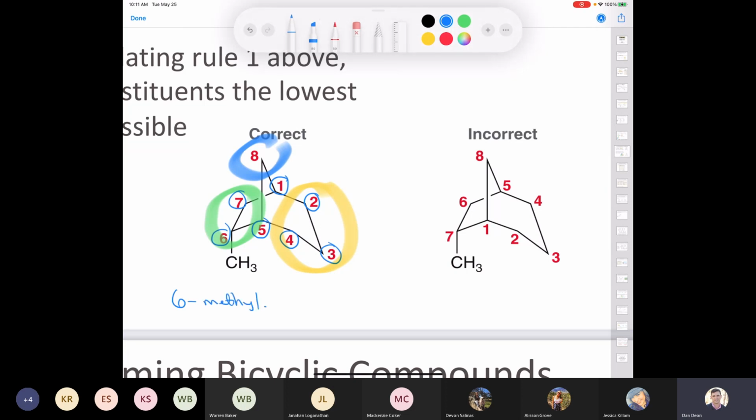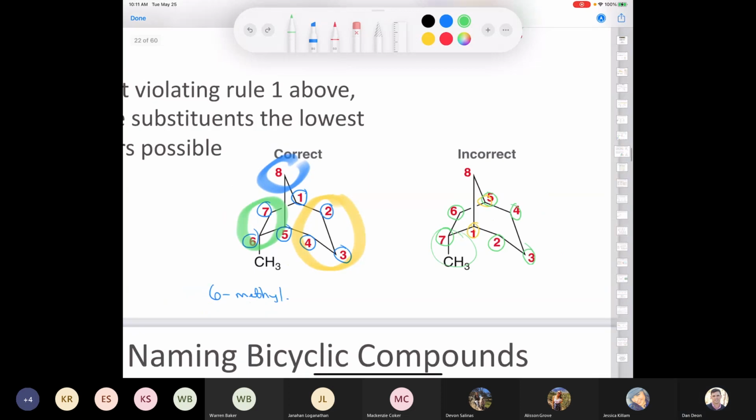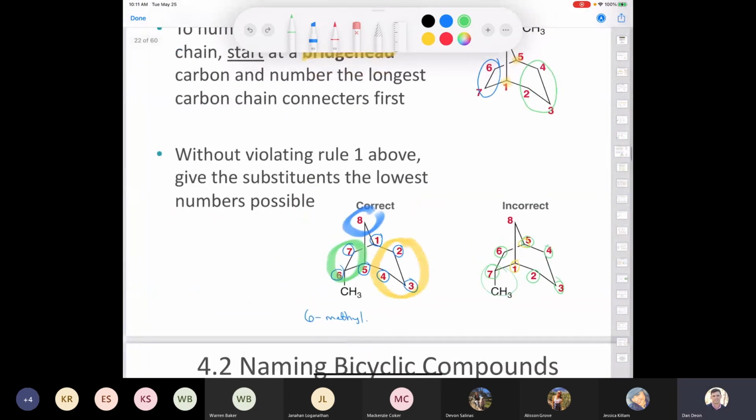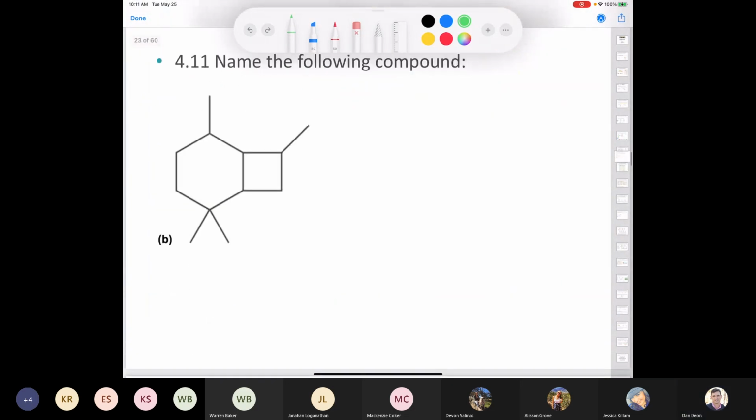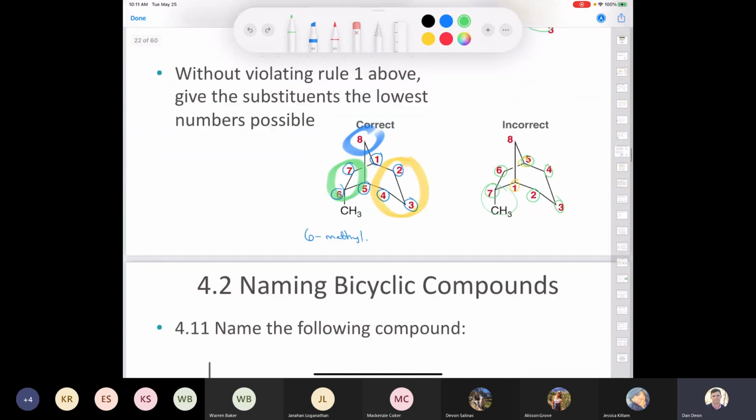Okay? The reason this way is incorrect, the person correctly identified the bridgehead carbons. There's one here and there's one here. They went through the longest chain first, right? They went 1, 2, 3, 4, 5. Then they went to the second longest chain, 6, 7. But the problem is a 7-methyl is higher than a 6-methyl, so they started at the wrong bridgehead carbon. You always number it in such a way that you give the first substituent the lowest possible number. There you go. All right, with that in mind, let's try and name that compound.